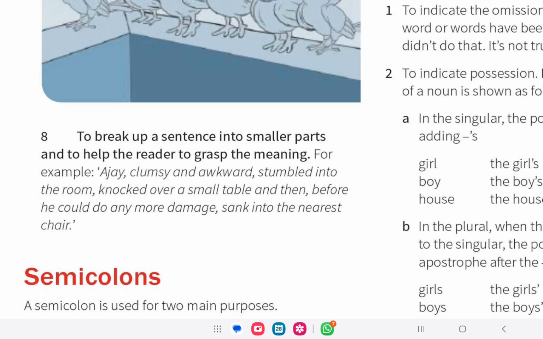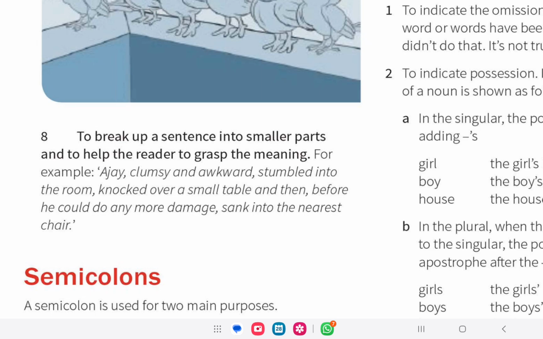Now look at this, for example: Ajay, clumsy and awkward, stumbled into the room, knocked over a small table, and then, before he could do any more damage, sank into the nearest chair. Now, by putting commas, we have made this a wonderful sentence for the reader, both to enjoy and to understand.